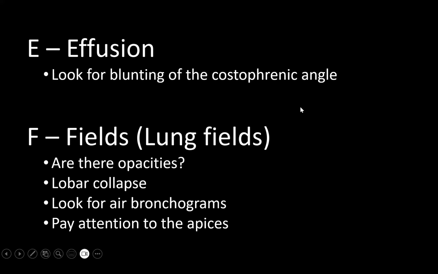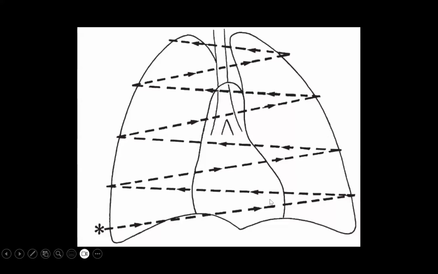The lung fields have to be looked at. Check if there are any opacities, is there any collapse, are there air bronchograms, and pay special attention to the apices and other hidden areas of the lung.